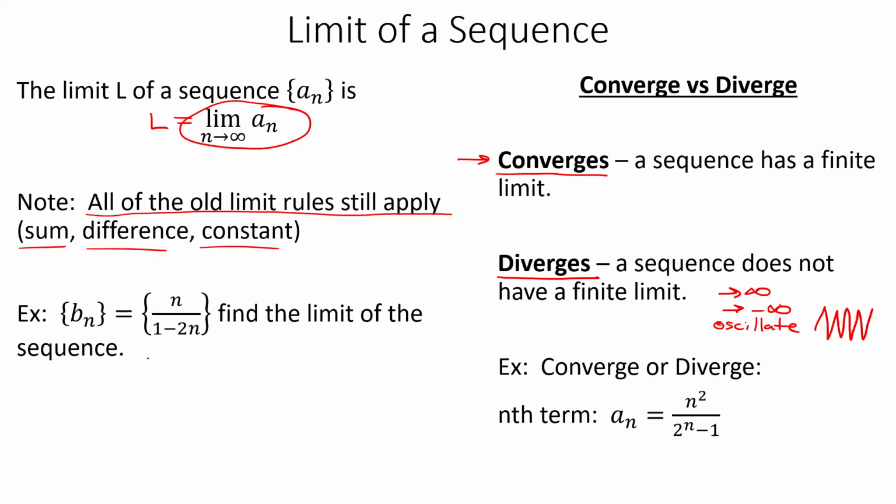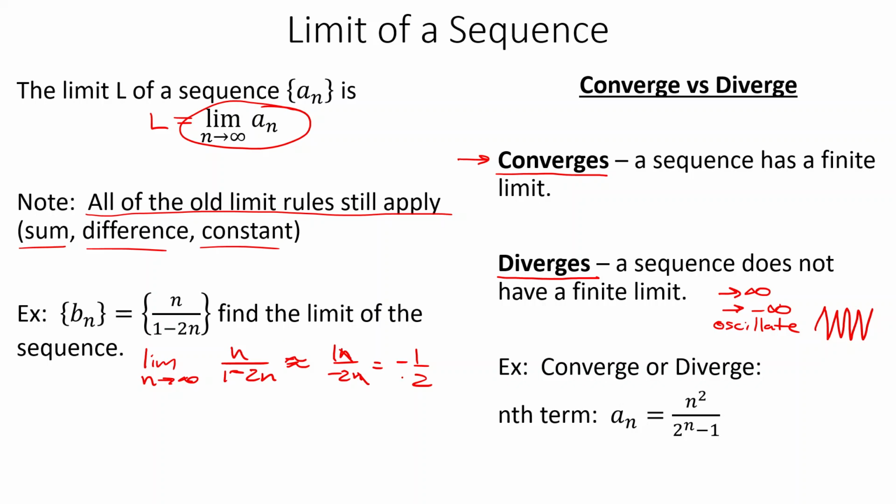So here's b sub n. It's n over 1 minus 2n. And we want to find the limit. So we take the limit as n goes to infinity of n over 1 minus 2n. I know some of you thought you were done with limits. No, we're never done with limits. So this is essentially equal to n over negative 2n. As we go to infinity, the n's will cancel. And we just get negative 1/2. There's our limit. So it goes to negative 1/2.